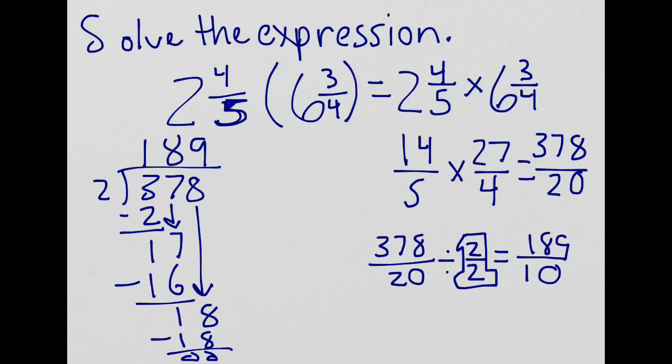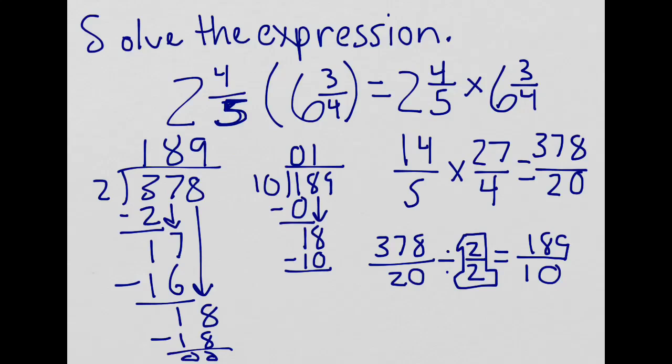Now, I need to change that from an improper fraction. Now that I've simplified it, I need to change it from an improper back to a mixed number. So I'm going to do 189 divided by 10. 10 can't go into 1. 10 times 0 is 0. 1 minus 0 is 1. Bring down the 8. 10 can go into 18 one time. 10 times 1 is 10. 18 minus 10 is 8. Bring down the 9. 10 goes into 89 8 times. 10 times 8 is 80. 89 minus 80 is 9.